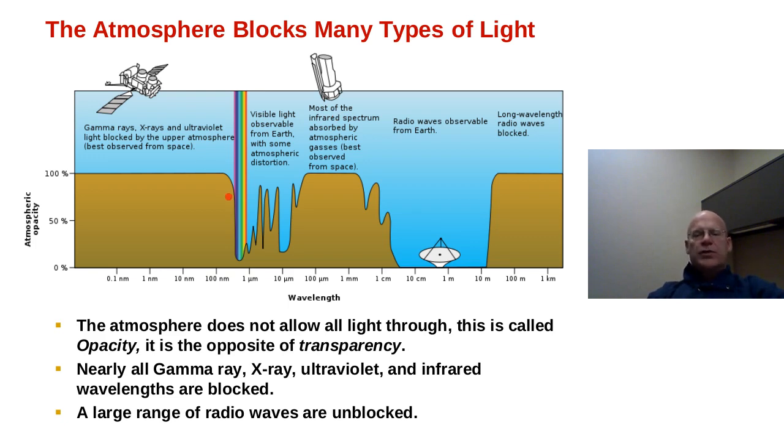Visible light, most of it makes it to Earth. Remember, sorry, I didn't explain that. This is the opacity. This is how much light gets blocked. So if it's 100% opaque, that means none of the light gets through. So you see, there are regions of the infrared where basically none of it gets through. Almost all of the radio light gets through in this range, but in this range, none of it gets through. You'll see the visible light, most of it gets through.